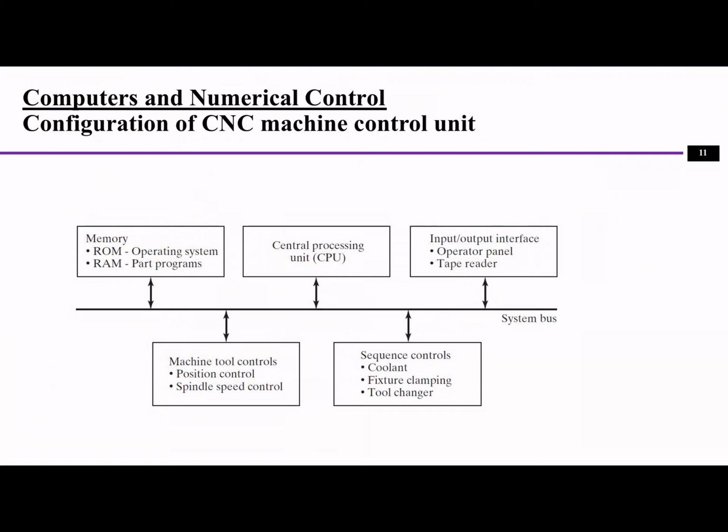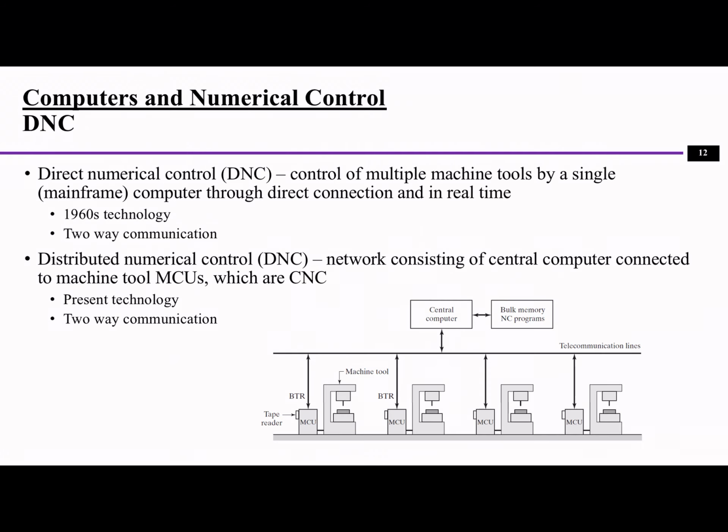So the CNC control unit is usually like a computer, right? It has a memory, it has a CPU, as well as an interface. And on the other side of the machine, which is the main machine actuator, they have the machine tools and also some sequence tools for either coolant, fixture clamping, or tool changer. Those are some other actions that are included in the CNC machine as well.